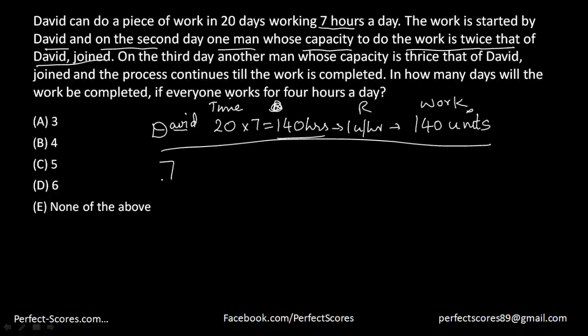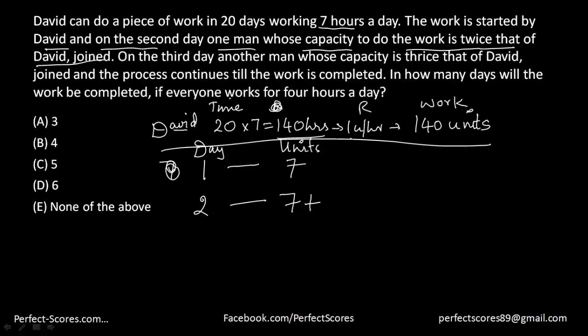So this is what happens on the first day. On the first day, so this is the day, these are the units. So in the first day, what happens? David finishes the 7 units. On the second day, what happens? David will finish his 7 units.